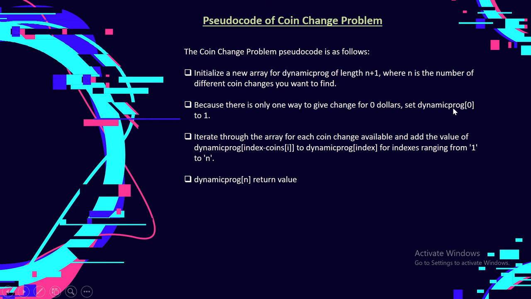Next slide is the pseudocode of this problem. Initialize a new array dp of length n plus 1, where n is the number of different coin changes you want to find. Second, because there is only one way to give change for 0, set dp[0] to 1. Iterate through the array for each coin changes available and add the value of dp[index minus coin[i]] to dp[index], for index ranging from 1 to n. dp[n] returns the value.